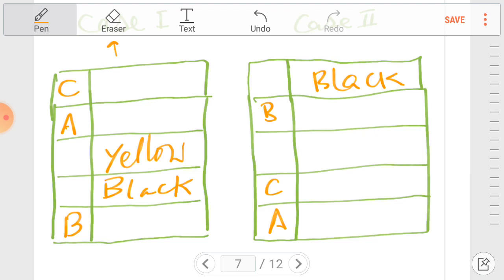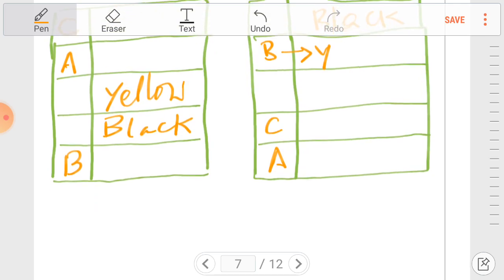And in case 2, the second one to the upward side, if we fill yellow here, but the condition is given that block B cannot be yellow. So we have to fill the yellow at the downward side of C, the second block from C. So yellow will come here.